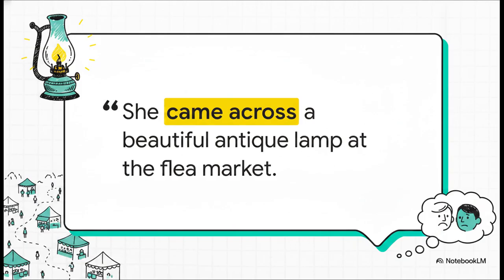Let's look at a real-world example. She came across a beautiful antique lamp at the flea market. Now, she didn't physically walk across the top of the lamp, right? That'd be ridiculous. Because we paired come with across, the new chemical compound means she found it by chance. Or, if you use it to describe a person, it means giving a certain impression, like someone who comes across as super shy but is actually hilarious once you get to know them.